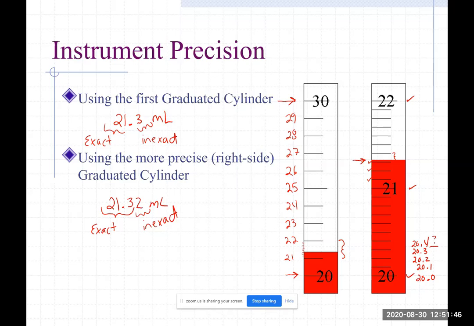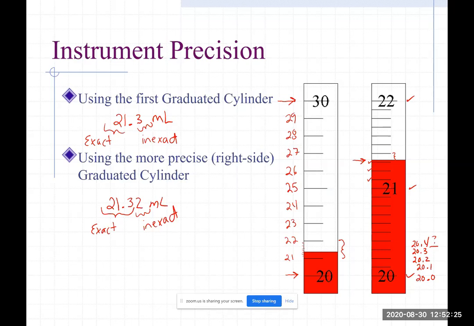Now, before we move on, I just want to say, maybe some of you didn't get 21.3 on the left side graduated cylinder. Maybe you thought it was 21.2, or maybe even 21.4. Maybe on the right side, you didn't get 21.32. Maybe you thought it was 21.33 or 21.31. The fact is that those would all be correct values. Now, suppose on the right-hand graduated cylinder you said something like 21.42. That's not correct because the volume doesn't go up to 0.4.